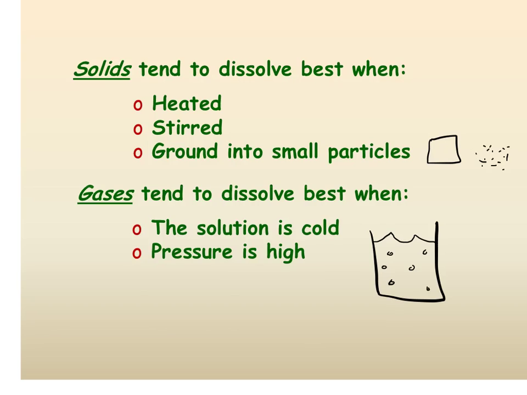So think of a glass of pop. What makes a pop go flat? When it gets warm, if you leave it sitting out on the counter and it gets warm, that's going to make it go flat because the gases don't dissolve as well, and so some of that gas is going to come out. Also, they dissolve better when the pressure is high.